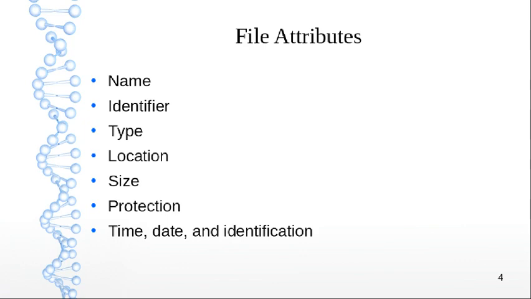First is the name. The name is a symbolic name. It is the only information kept in human-readable form, meaning it is readable and understandable. Examples of the name are the last name, the first name, the address, the email address. Those are human readable.